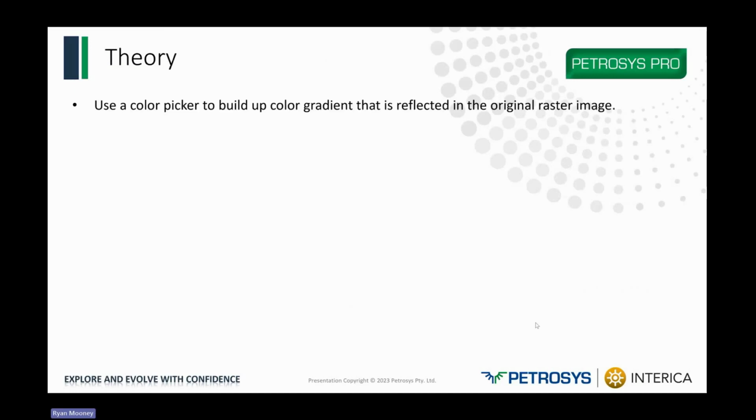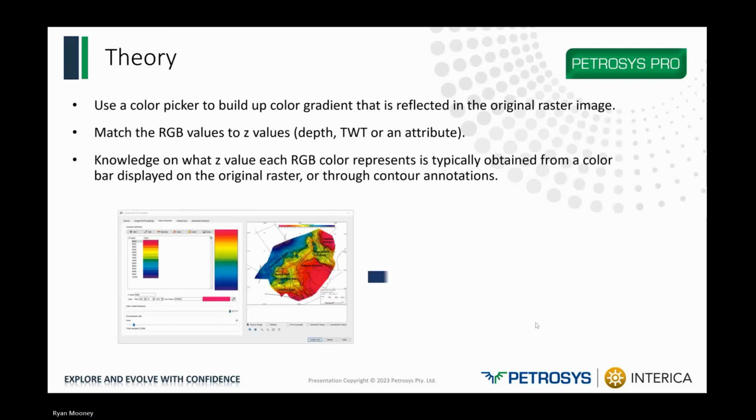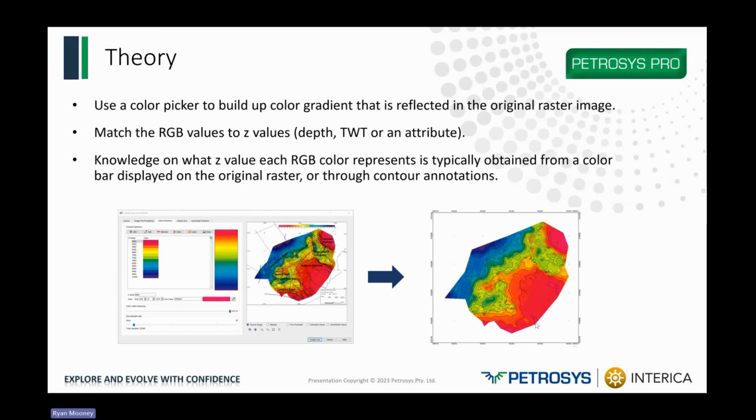So the whole concept behind extracting a grid is by building up a color gradient where each color represents a Z value, and this Z value can be associated with depth, through time, or an attribute. And the Z value is found by either a color bar or through contours. On the left-hand image, you can see that we've built up a color gradient, and these colors are associated with the Z value, which is then used to produce the grid on the right.